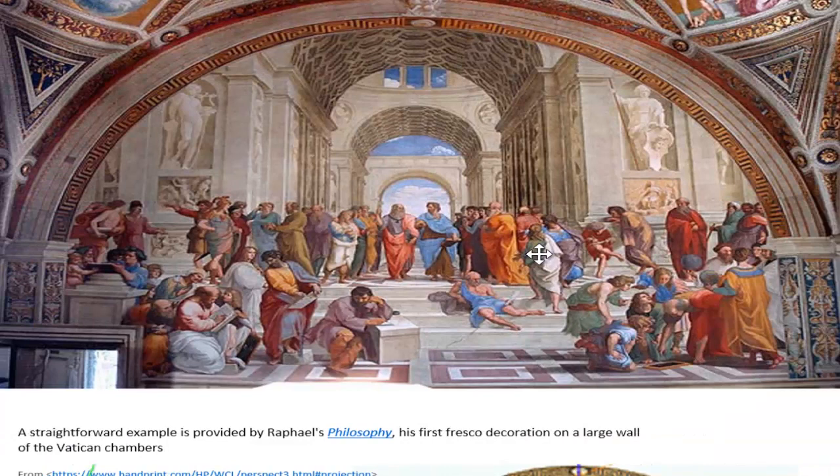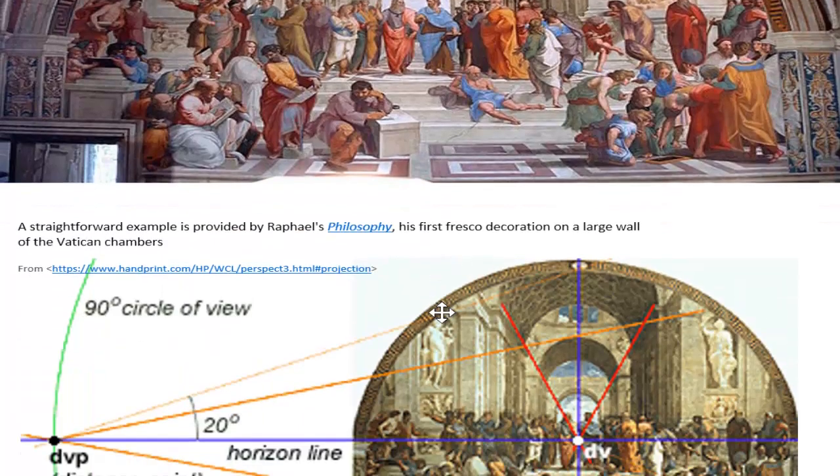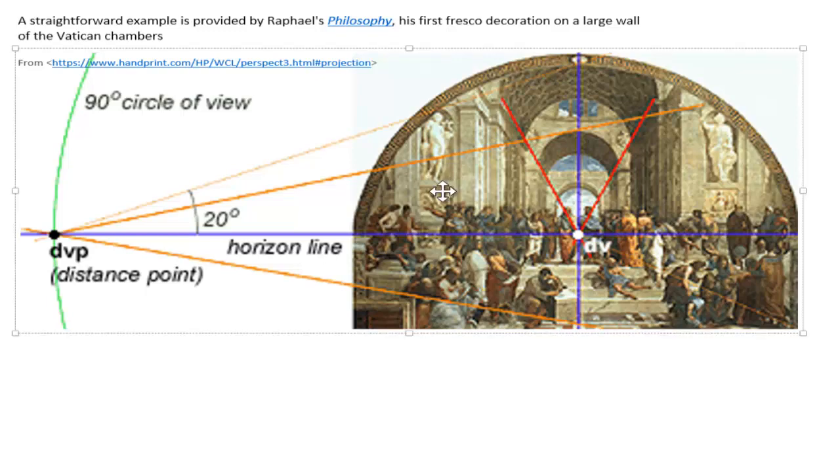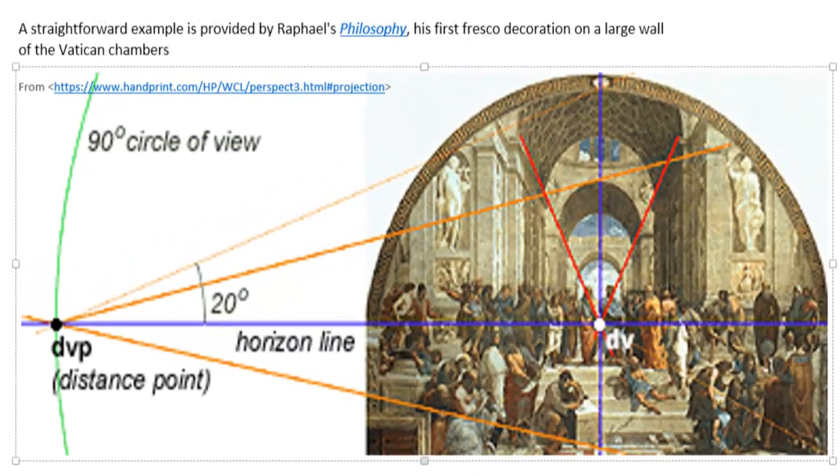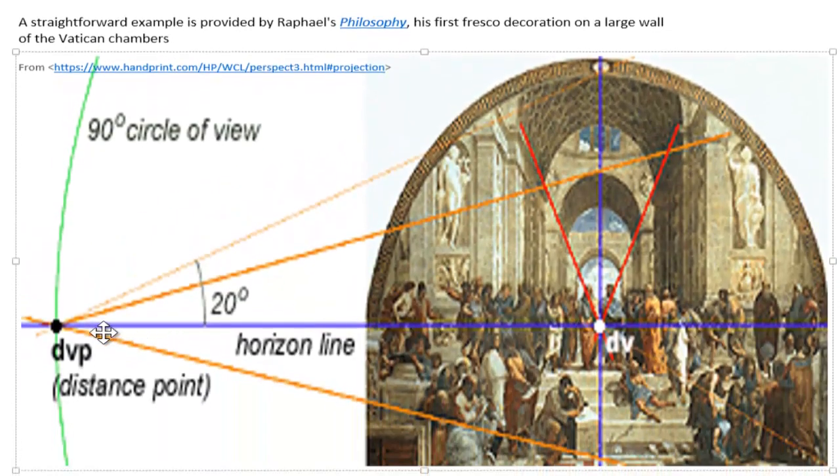This is Raphael's first fresco decoration on a large wall of the Vatican chambers. And you see here, if you draw any line, it's going to point to the center. From anywhere you want to see it, you put any line, and they're going to converge to a single point. So this is an example of 1 point perspective again.